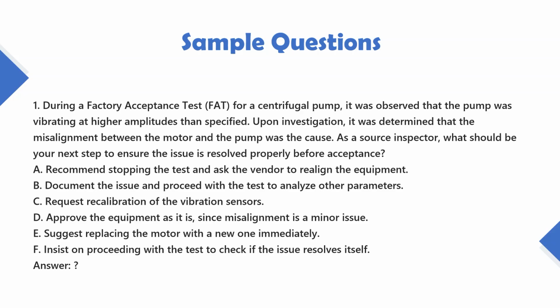A. Recommend stopping the test and ask the vendor to realign the equipment. B. Document the issue and proceed with the test to analyze other parameters. C. Request recalibration of the vibration sensors. D. Approve the equipment as it is, since misalignment is a minor issue. E. Suggest replacing the motor with a new one immediately. F. Insist on proceeding with the test to check if the issue resolves itself.